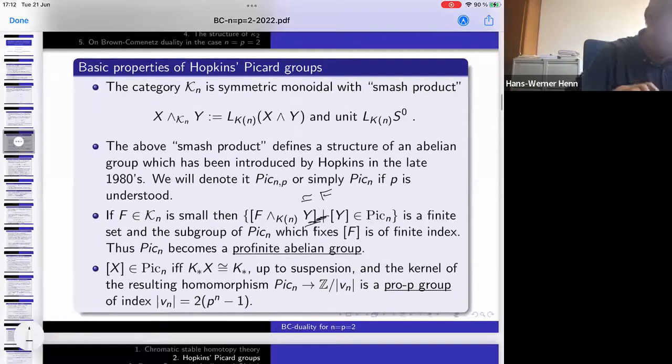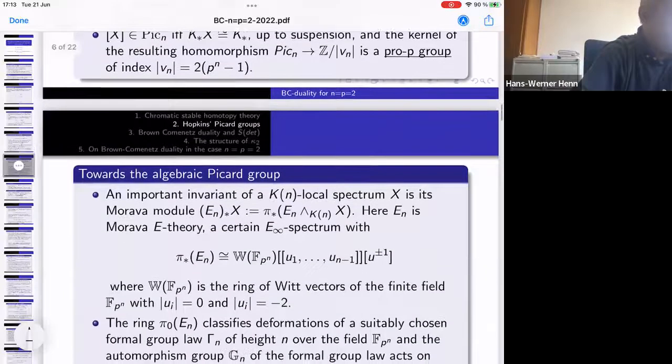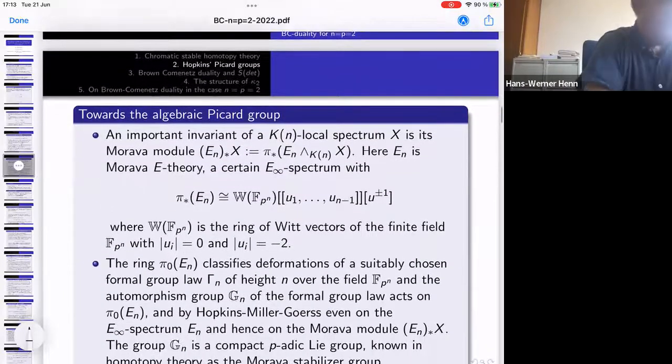Now, X is in Pic n if and only if K star of X is equal to K star up to suspension, and there's an associated homomorphism from Pic n to the cyclic group of order degree of Vn, and the kernel of that map is a pro-p group of index 2 times p to the n minus 1. Well, there's an algebraic approximation of this Picard group.